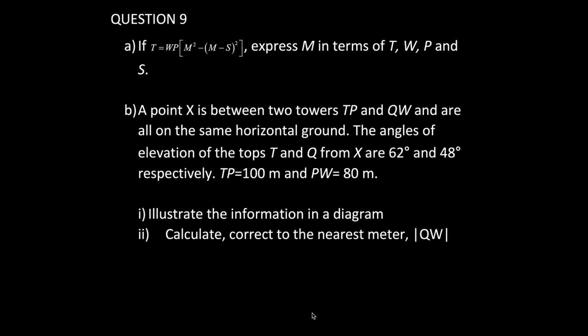In this video, we'll be solving question 9 of the 2017 Core Math theory questions. Question 9a: If T is equal to WP multiplying M squared minus into brackets M minus S all squared, express M in terms of T, W, P, and S. So let's begin with the solution for question 9a.